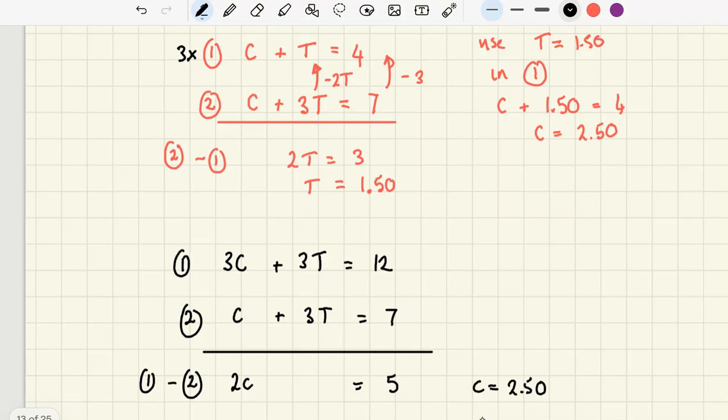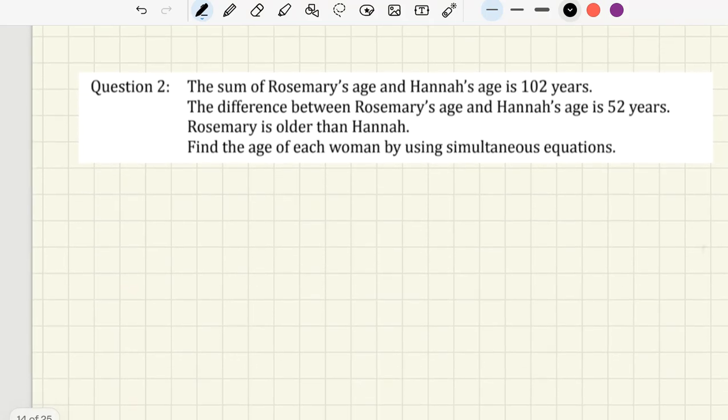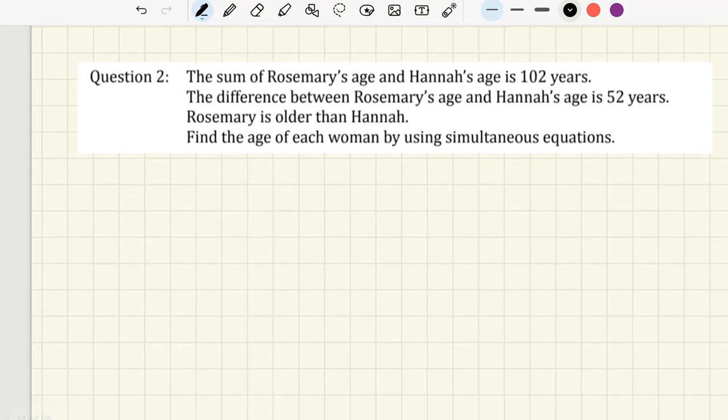Fine. Okay, looking at the next one then. This is a very common type of one. The sum of Rosemary's age and Hannah's age is 102 years. The difference between Rosemary's age and Hannah's age is 52 years. Rosemary is older than Hannah. Find the age of each woman by using simultaneous equations this time.